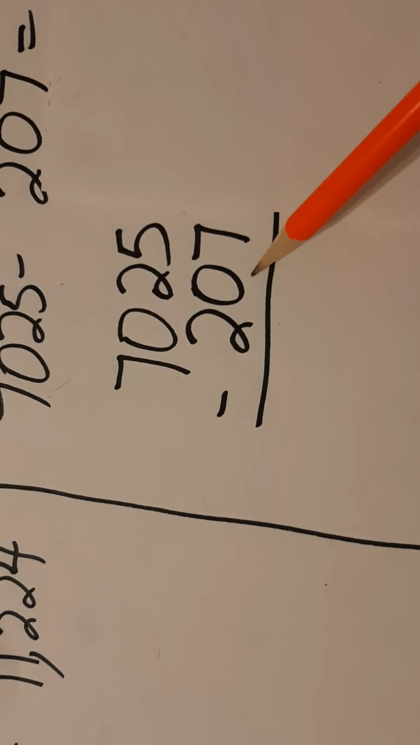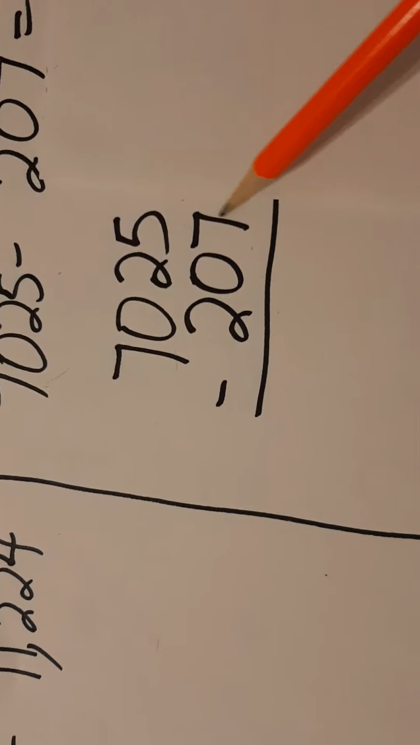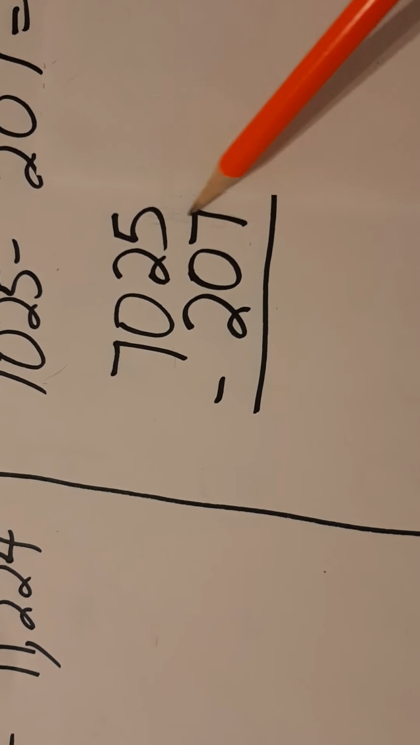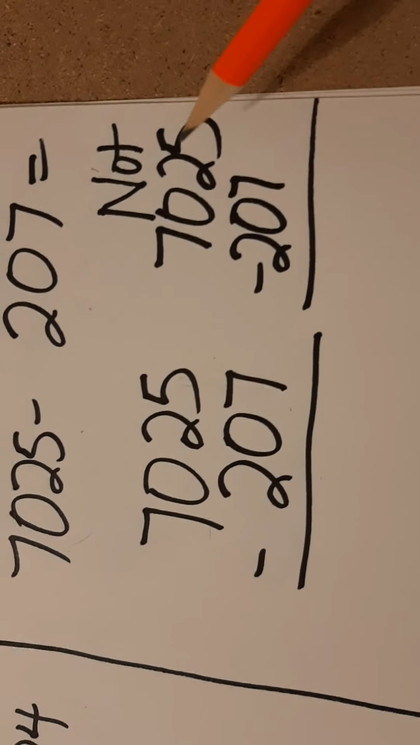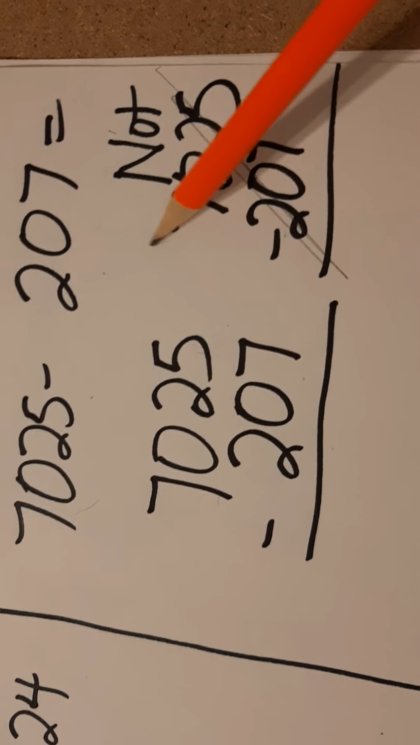7,025 minus 207, lining it up on the right. So don't do it like this. See how I did that? Don't line it up like that. Wrong. Always line up from the right. Okay, so that will help you do well on your IXL today.